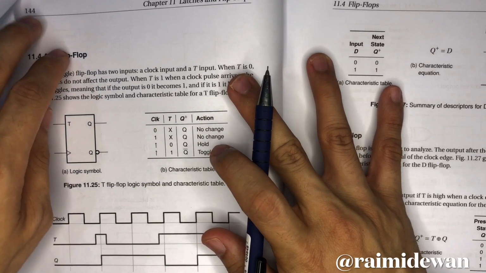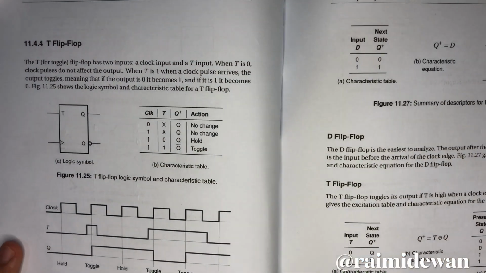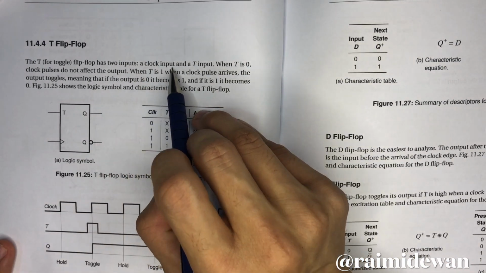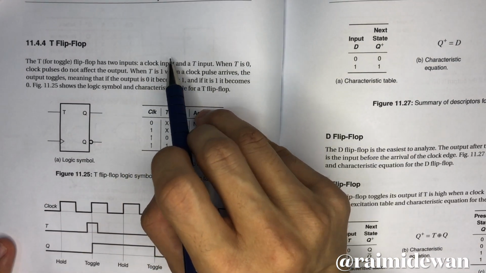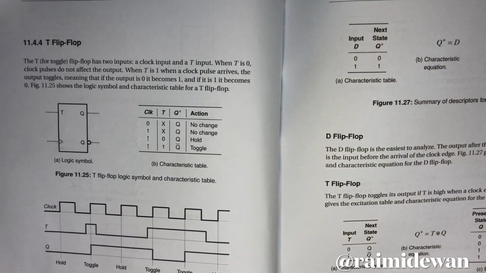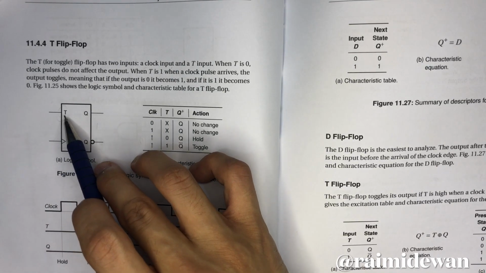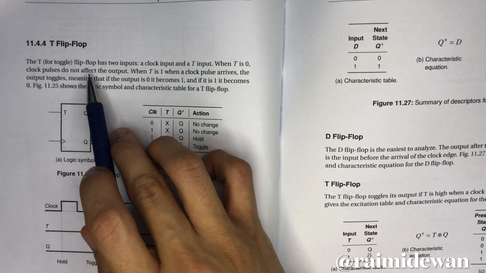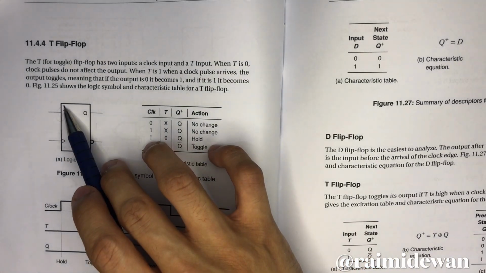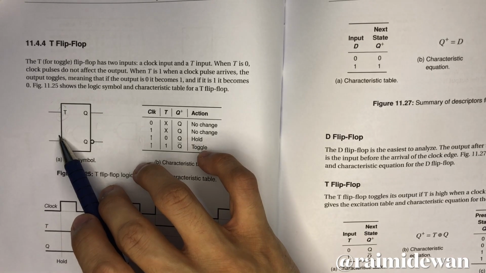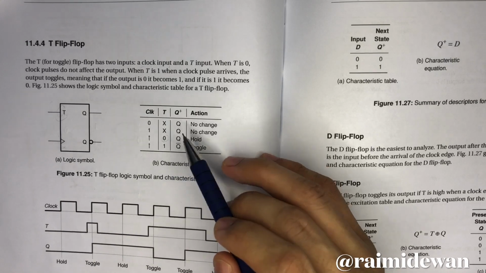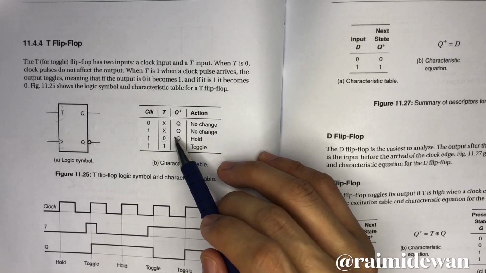We continue from this, which is the T flip-flop. The T, for toggle, flip-flop has two inputs, a clock input and a T input. Only these two inputs. When T is 0, clock pulses do not affect the output. If we set T equal to 0, we will not consider the effect of the clock. So when T is 0, you hold the values.